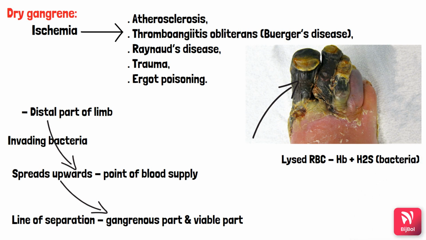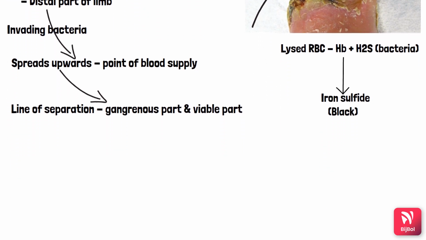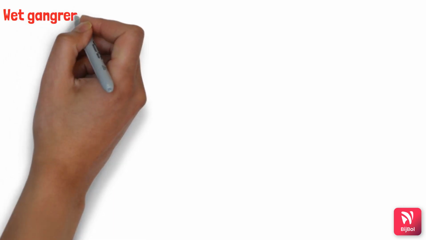This hemoglobin combines with hydrogen sulfide released by the bacteria. The iron in hemoglobin combines with the hydrogen sulfide, resulting in iron sulfide. This iron sulfide is basically black in color. Because of this liberation of iron sulfide, the whole area turns black. So this is about dry gangrene.